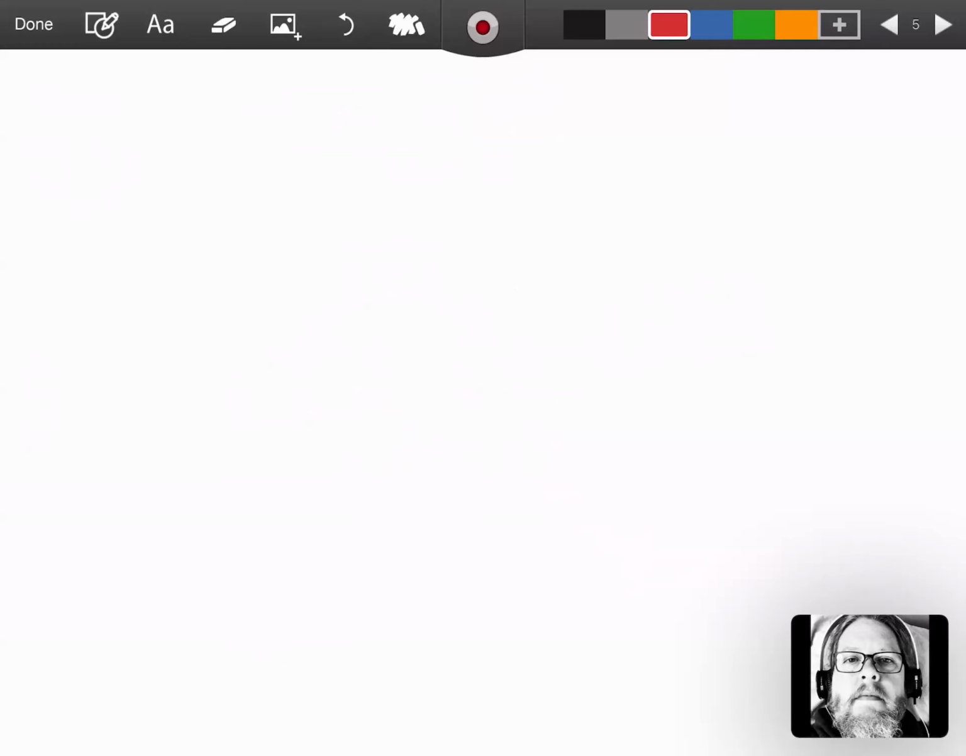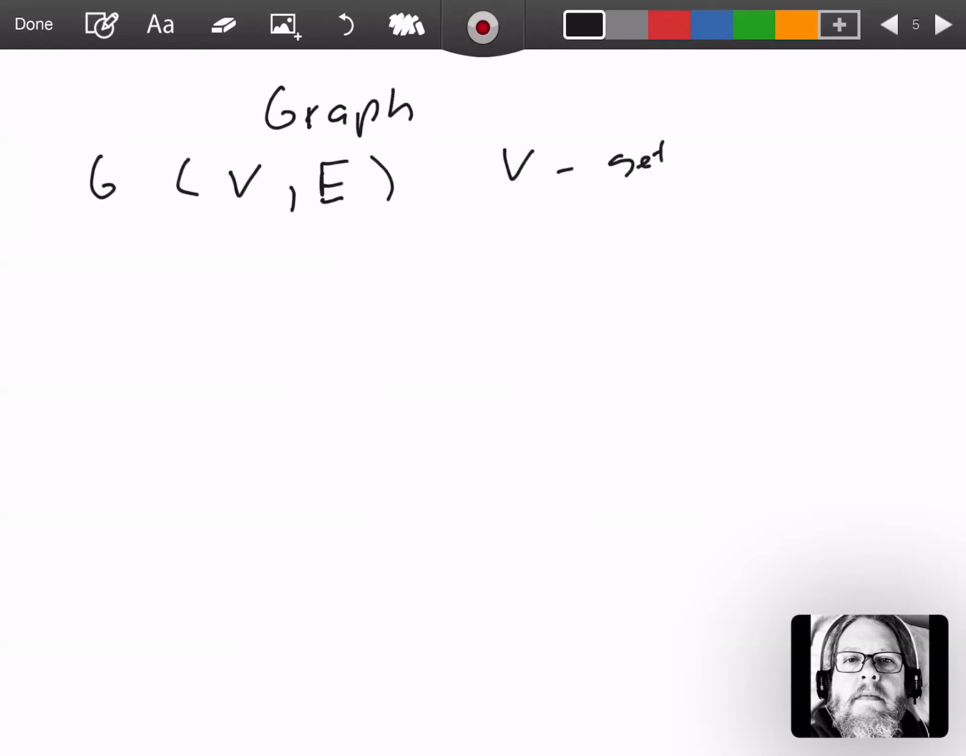So the last thing, just to give you a little bit of an overview, is things that you should have hit already in math class, but if not, we're going to talk about it. That's the idea of a graph. A graph G is going to be this ordered pair V and E, where V is a set of vertices and E is a set of edges.